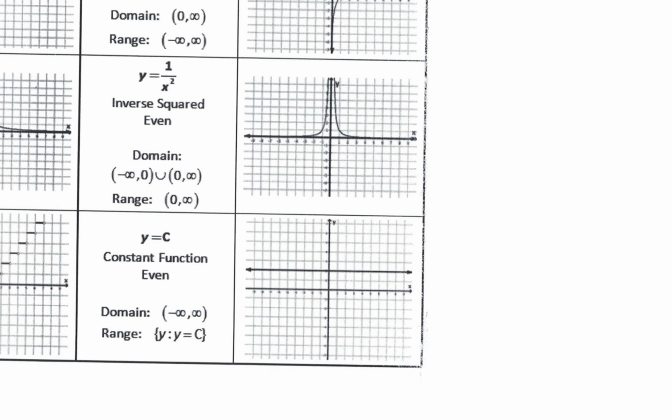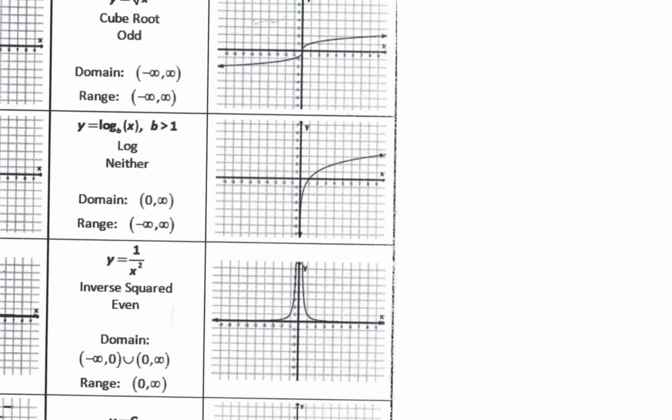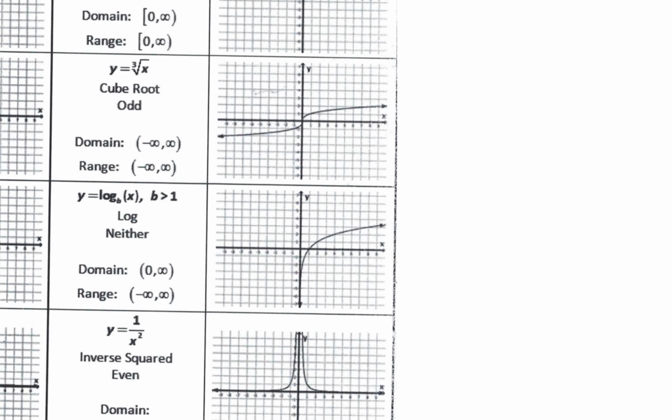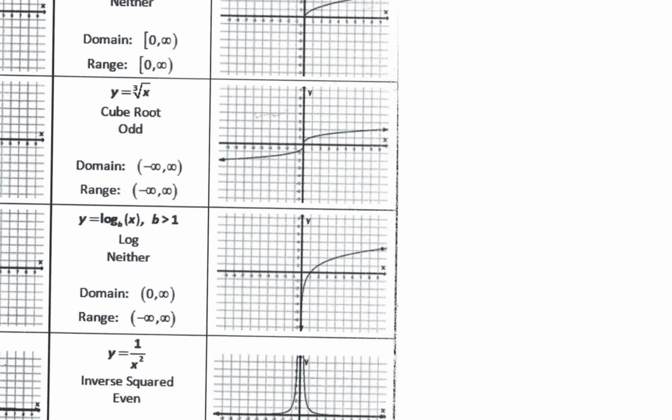This is the constant function, this horizontal line. We're not going to have to worry about the inverse squared. Although we're going to see it, I'm not going to make a big deal about it. Logarithms are also in the class. You're going to do this later in chapter 6. That's what it looks like. It's the inverse of the exponential. We'll talk about that later.